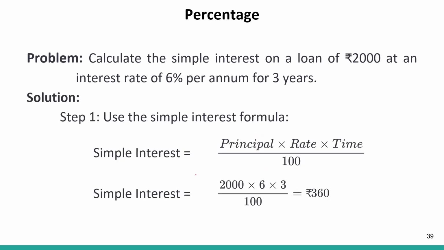So use the simple interest formula. This formula will be used in the upcoming lectures on interest, that is simple interest and compound interest topic. So just remember this formula for simple interest. So the simple interest formula is principal amount into rate, that is the interest rate, and the time period, whole by 100. Time period is in years.